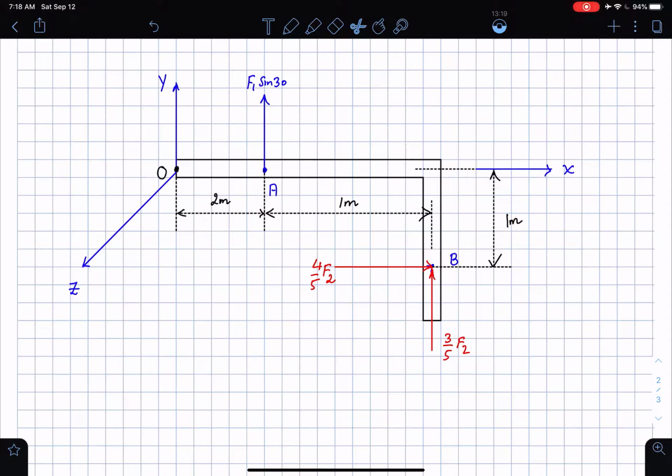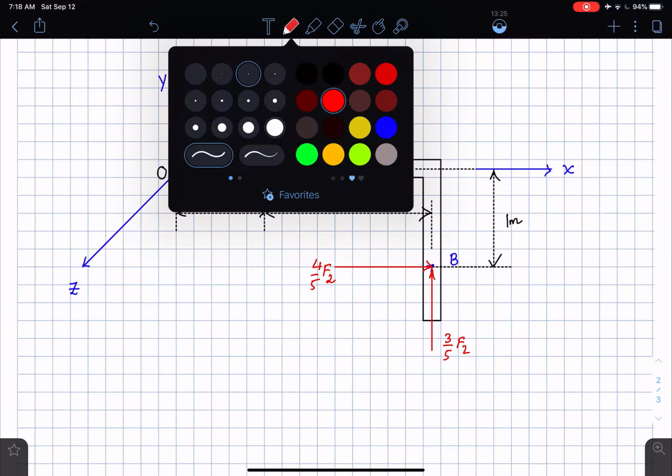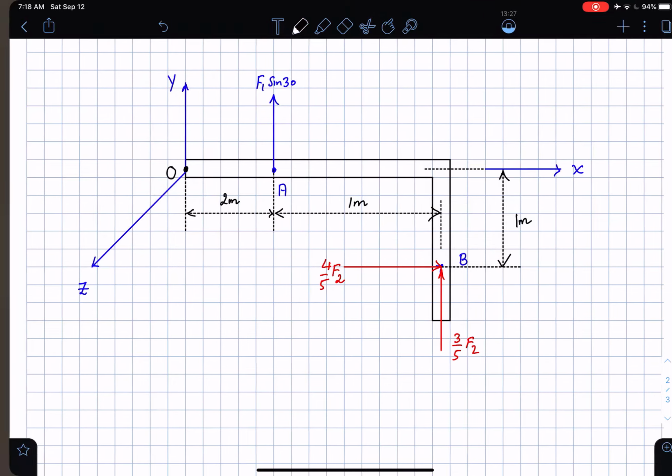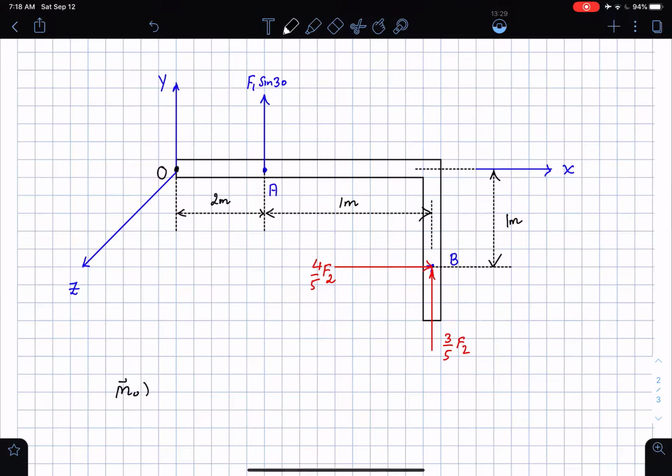And what is my next idea? My next idea is to find the net moment about the point O due to each of these forces. I start off by looking at the force F1. So the net moment about the point O due to the force F1.